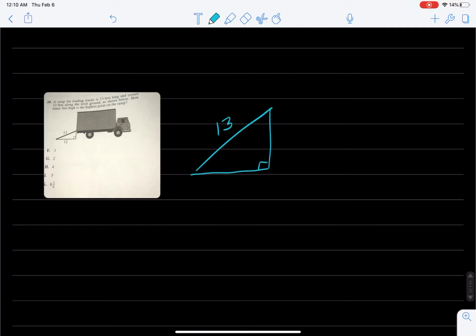The hypotenuse is 13, and we're looking for x. We're looking for the highest point on the ramp, which is right here. We're looking for the height. Okay, so Pythagorean theorem, a squared plus b squared equals c squared.